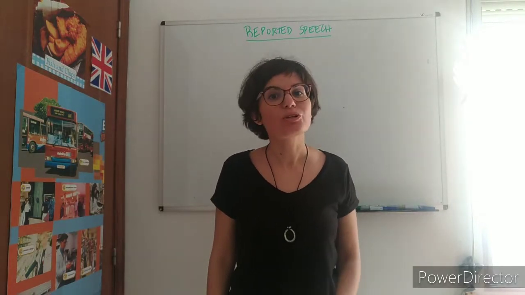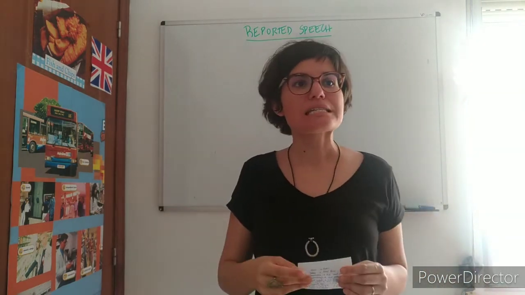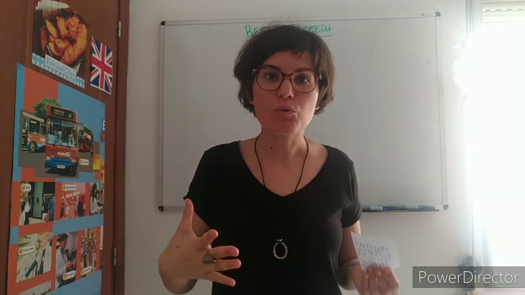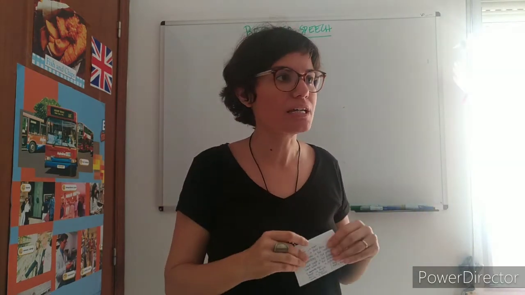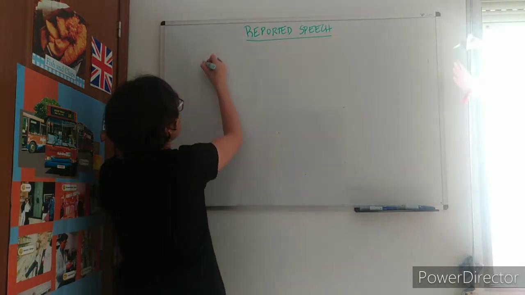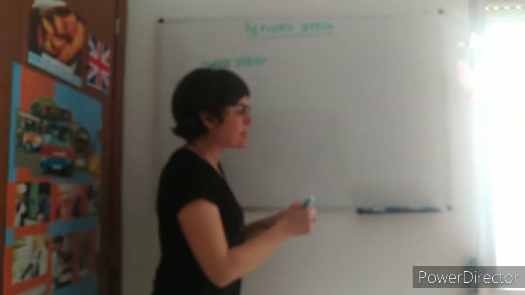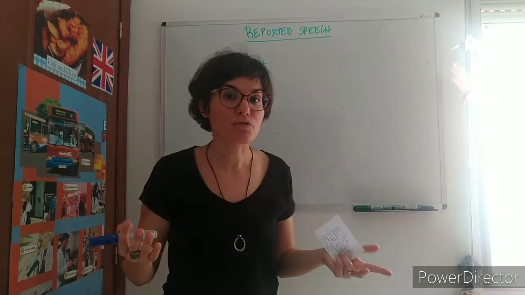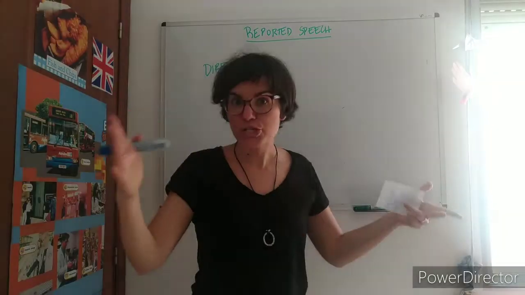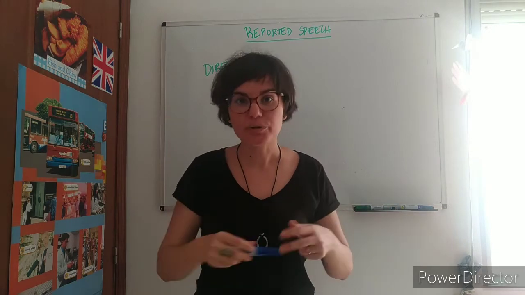Today we're going to learn the reported speech. The reported speech is when we tell what somebody said, okay? And in order to understand this, we need to know what direct speech is. Direct speech is the dialogues. For example, dialogues we find in a normal conversation, in a film, in a drama play, okay?